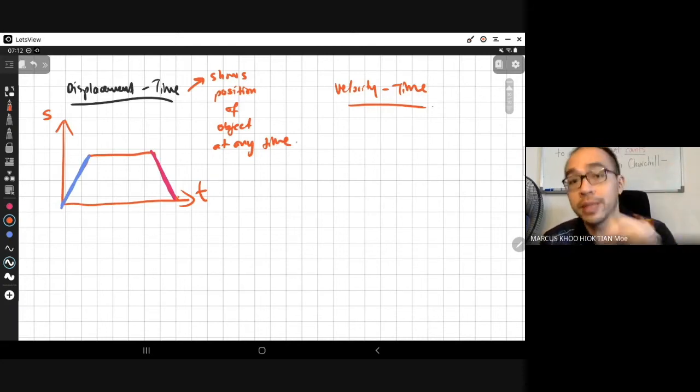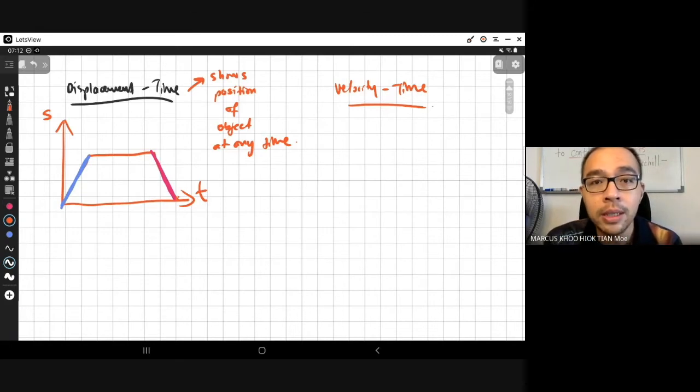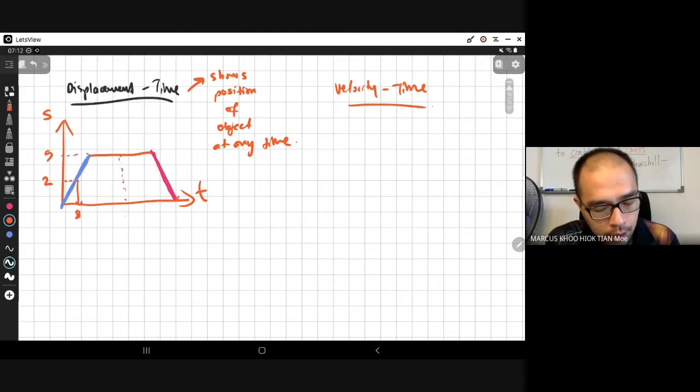It only tells you the position only. It doesn't tell you whether it is going faster or going slower. It does, but it doesn't really say. The displacement time graph just tells you that at this particular point in time, it is at this position. Let's say 2 meters. At this particular point in time, let's say this is 10 seconds, and this is 5 seconds.